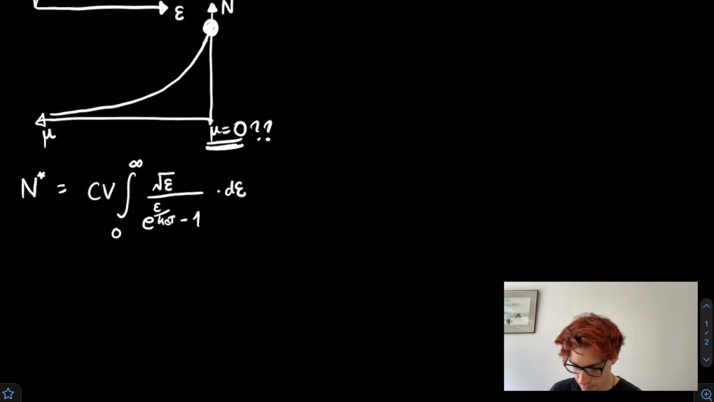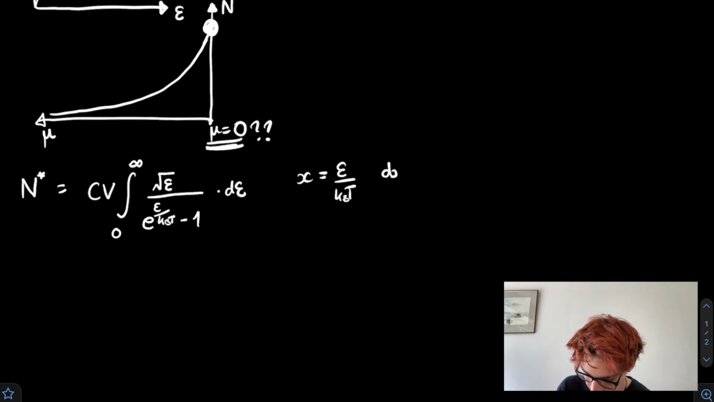What I'm going to do is make the substitution that x is equal to epsilon over kBT. I will do a substitution very similar to this a lot of times. It's basically just a trick to make the integral and the maths a little bit easier. If we take a differential, you can see that dx is equal to d epsilon over kBT.